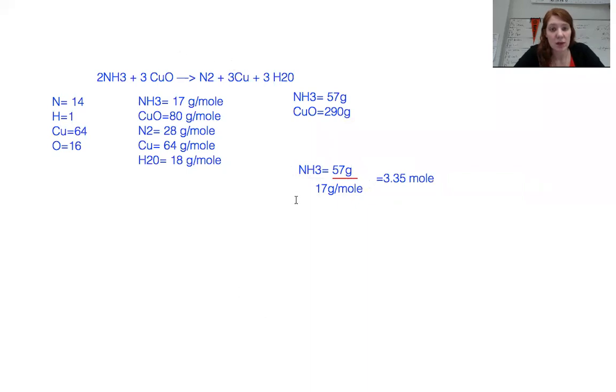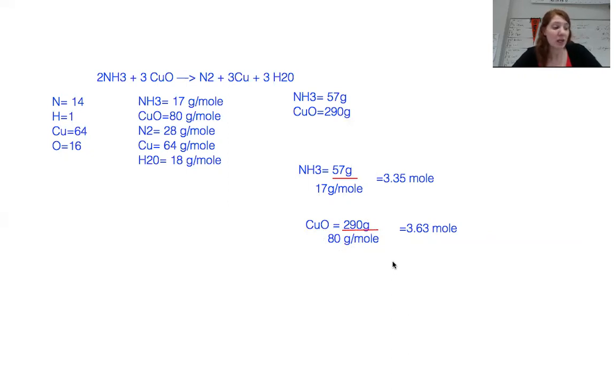So then we'll find the moles of copper oxide. 290 grams divided by our gram molecular mass of copper oxide, which is 80 grams per mole. And that equals 3.63 when you round. All right, so we found our moles. That was our third step.